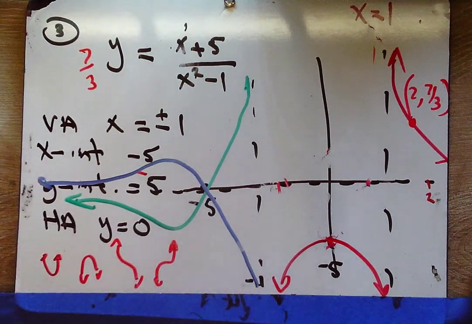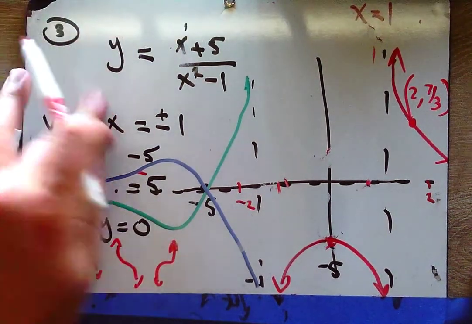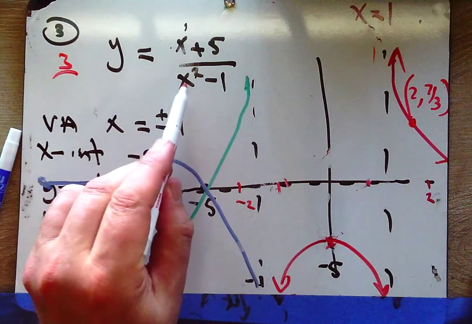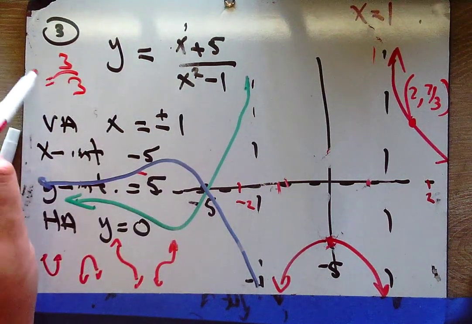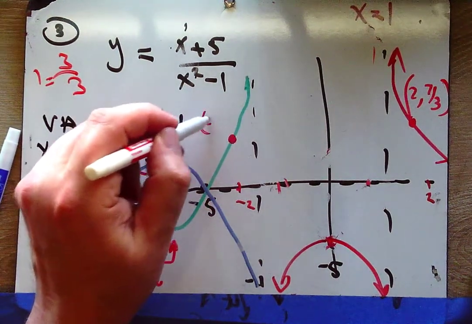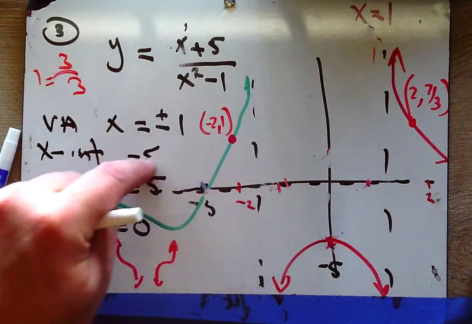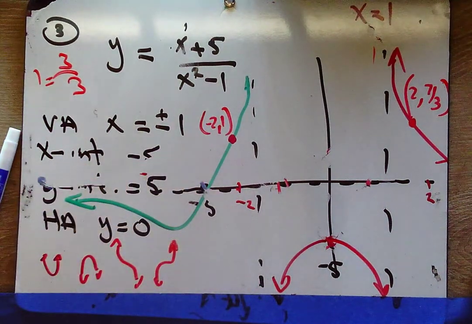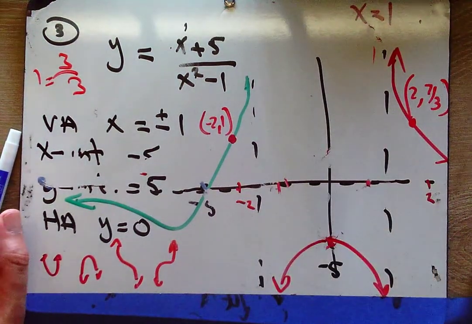So I'm going to check -2. -2 plus 5 is 3. -2 times -2 is 4. 4 minus 1 is 3. 3 over 3 is 1. So at -2, I got a 1. Which means this blue one is not my graph. Okay, I've got that x-intercept, I have a test point to confirm.